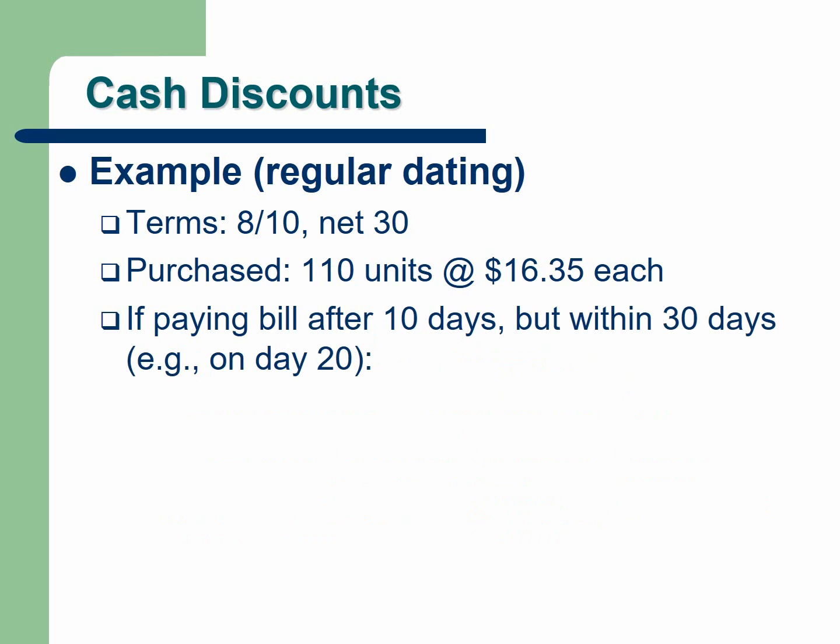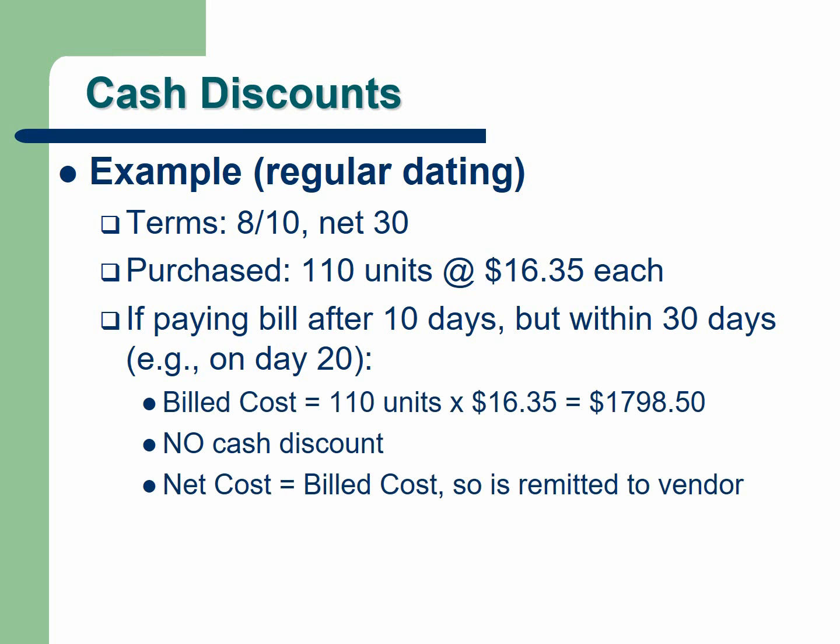Then what if the term was the same, 8/10 net 30, and the purchase amount was the same, but the buyer decided to pay the bill after 10 days, but within 30 days of the invoice date? For example, the buyer pays the bill on day 20. In that case, how much would the buyer have to pay? Then we are dealing with the same bill cost, right? The 110 units times $16.35 each. So that will be $1,798.5.